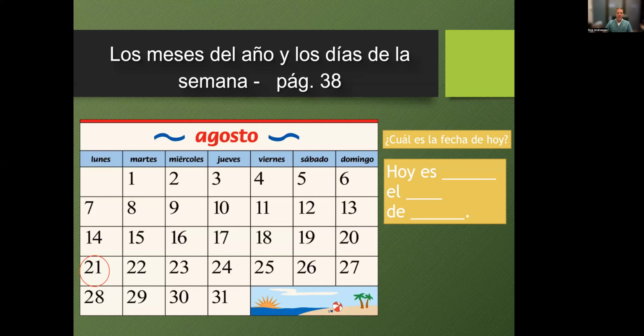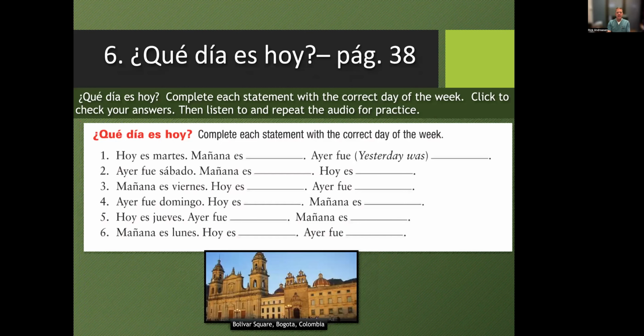Hey, how about this one? ¿Cuál es la fecha de hoy? Hoy es lunes, el 21 de agosto. Okay, muy bien. This one, a little bit more complicated.